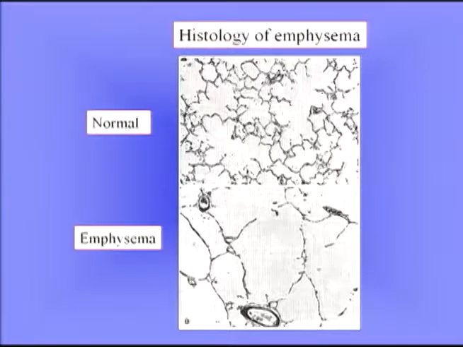Now, it turns out the histology of emphysema is very instructive, and this is shown here. At the top we've got the histology of the normal lung, a thin lung section, and you can see the alveolar ducts and the alveoli very clearly. And now we go to the lower image and you can see this terrible destruction that occurs in emphysema, with breakdown of the alveolar walls.